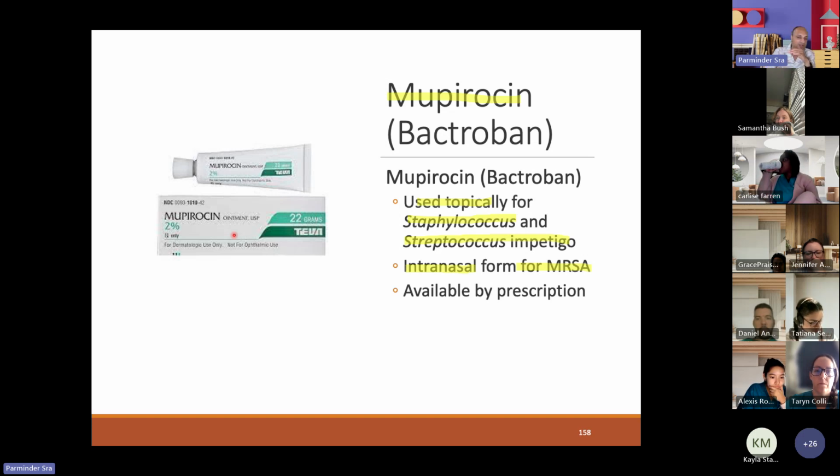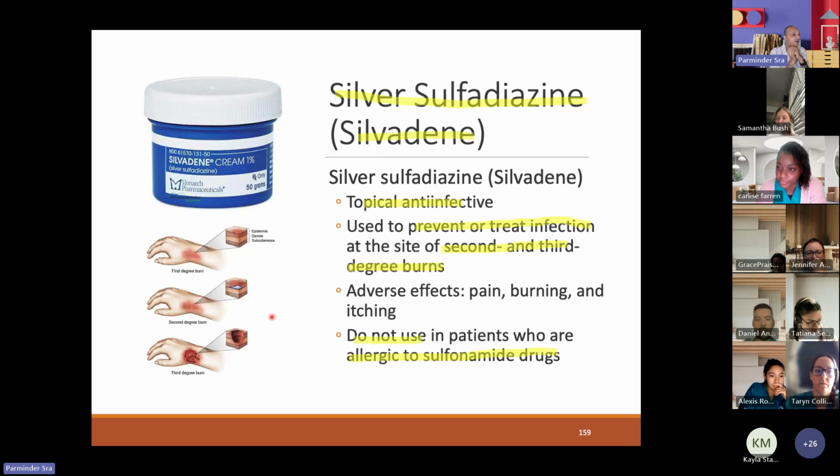Now, the next slide is also equally important. That's also a very important drug. Silver sulfadiazine, or Silvadene. Silver sulfadiazine. Has anybody ever seen this cream?